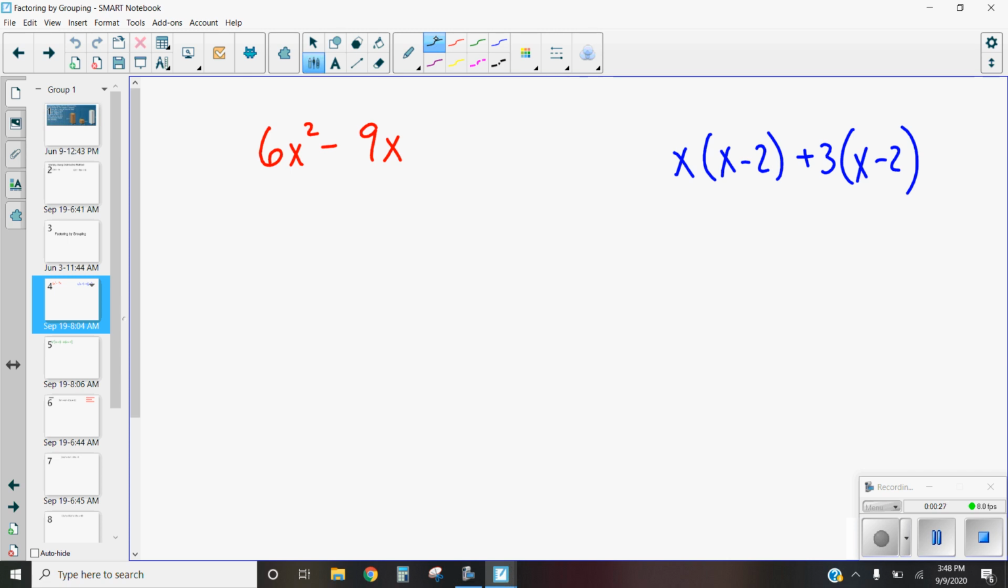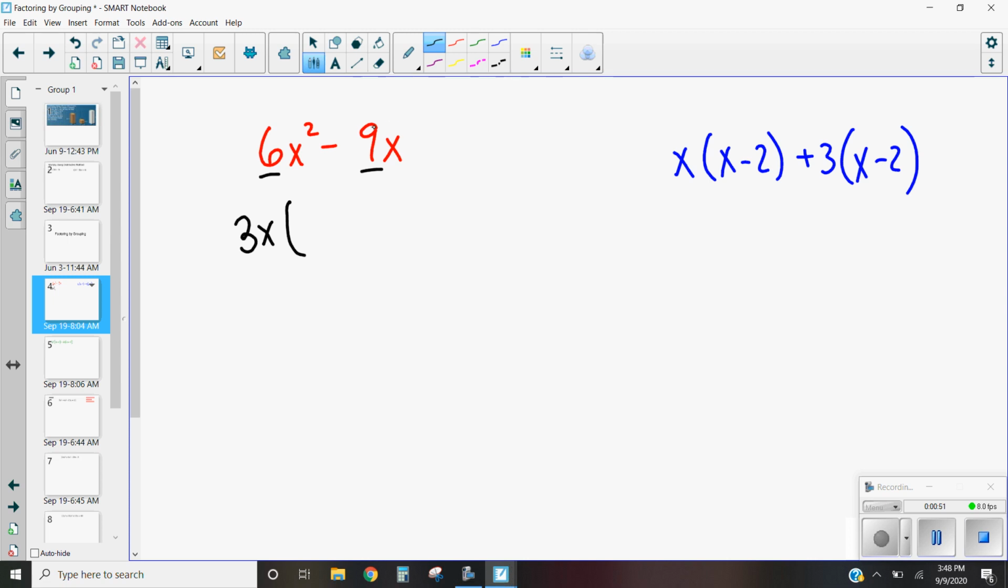So we want to look for the greatest common factor between two terms. Here, let's start out with 6x squared minus 9x. To find the greatest common factor, I want to look for a number that's in both of these terms. For example, 6 and 9, well, 3 goes into both of those. In x squared and x, an x goes into both of those. So I factored those out. I pulled a 3 out and an x out.